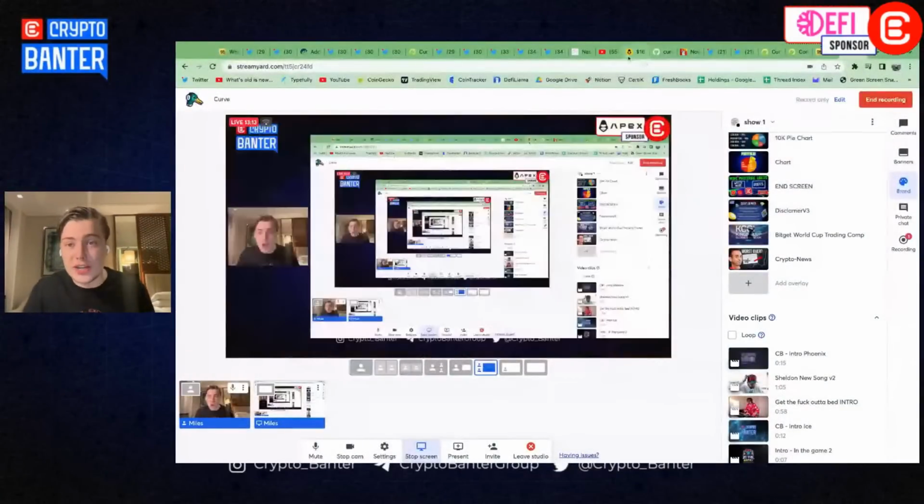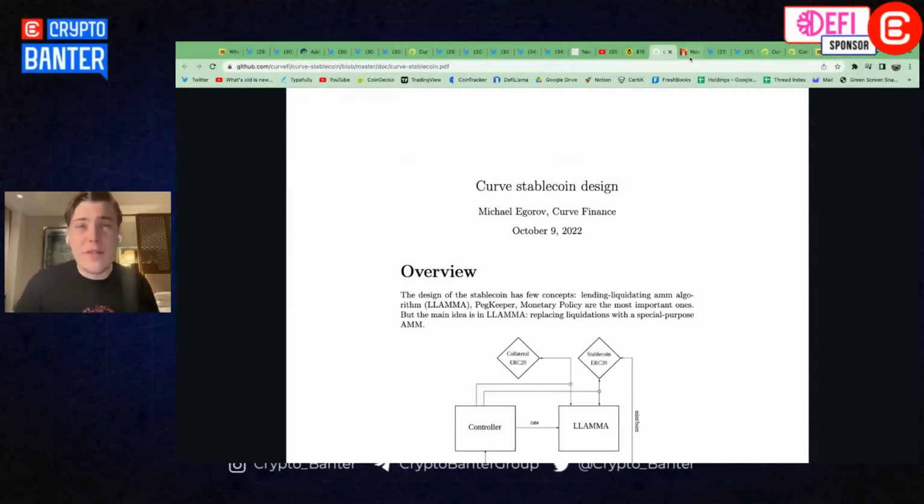But we saw Curve actually finally make a very, very big design change to their protocol. And the way Curve works, being an AMM, they obviously rely on their liquidity pools, but they didn't have a native stablecoin to underpin the ecosystem. They use in the 3pool USDC, they've used USDT, they even had a UST pool, which was the 4pool before the collapse.